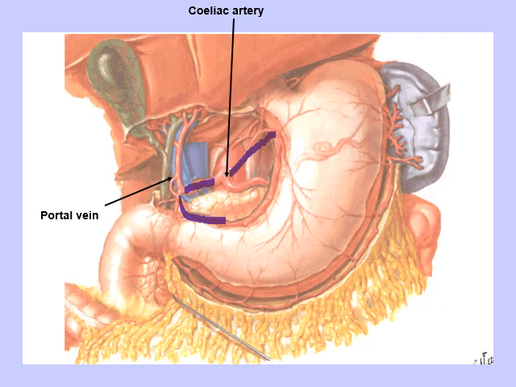The descending gastroduodenal artery, which passes behind the first part of the duodenum, will give the right gastroepiploic artery. The splenic artery, which passes towards the spleen, will give rise to the left gastroepiploic artery and short gastric branches supplying the fundus.